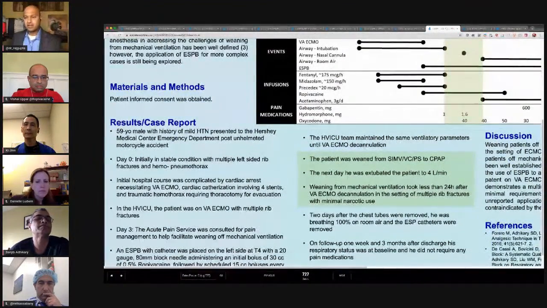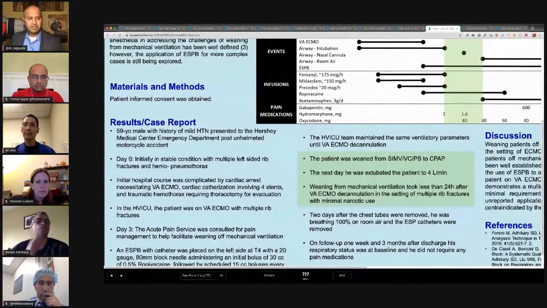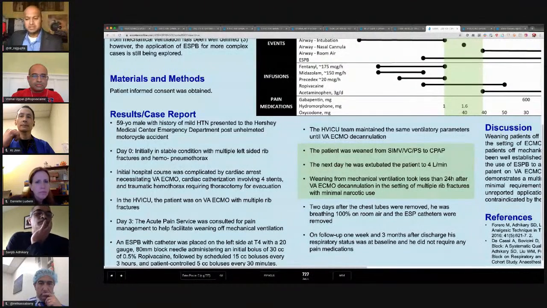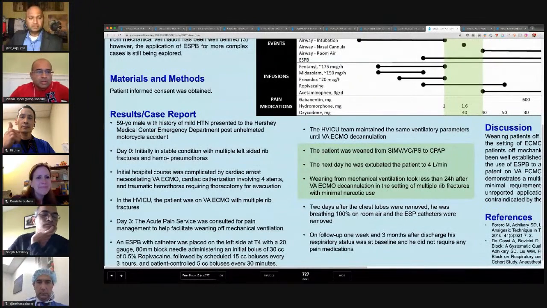Okay. Vishal, you want to start off here? Any comments or questions about this case of using erector spinae block in an ECMO patient? Am I unmuted now or just on mute? Yeah, you're good.